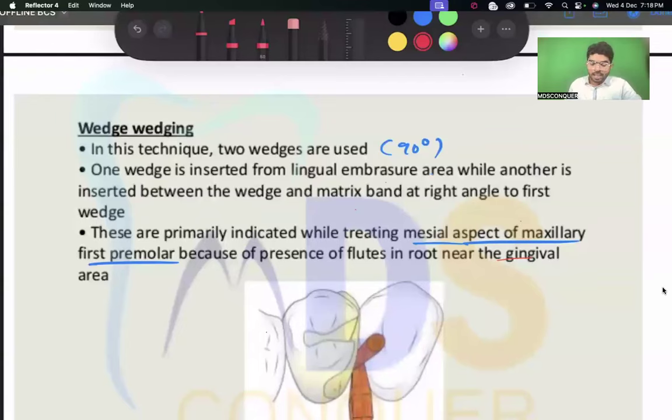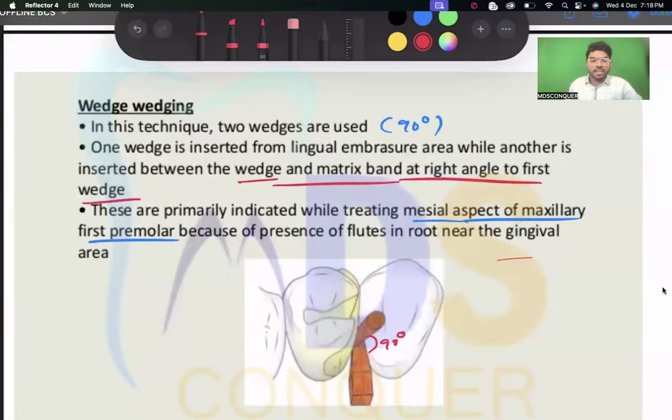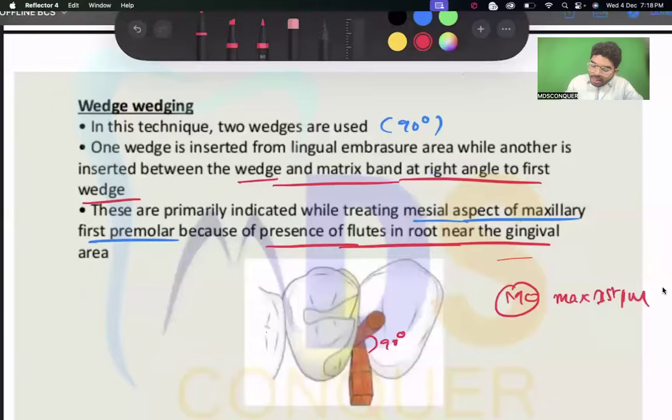One wedge is inserted from the lingual embrasure area while the other wedge is inserted between the first wedge and the matrix, at right angle to the first wedge. So wedging means you are wedging the wedge. That is called wedge wedging. These are primarily indicated in the MO of maxillary first premolar, because of the fluting on the root near the gingival area.